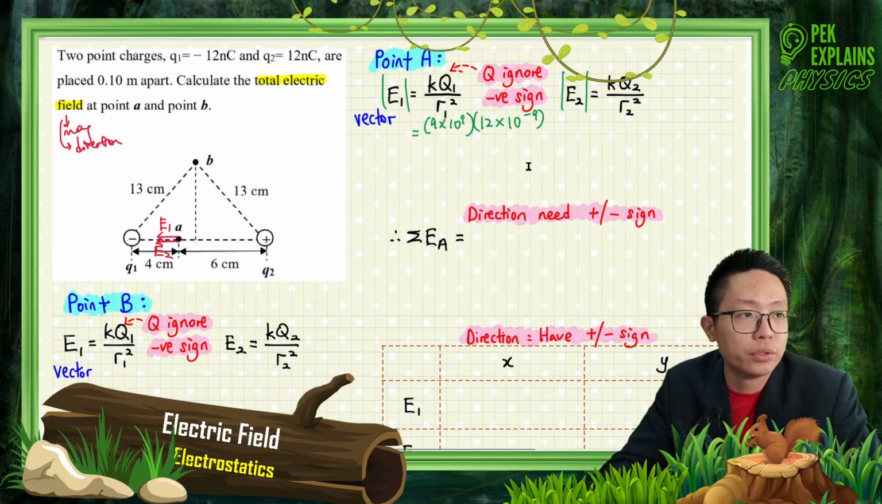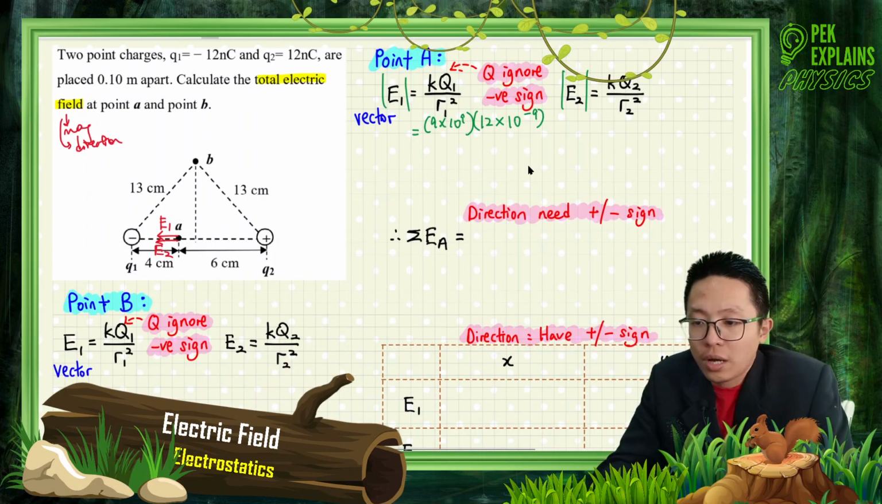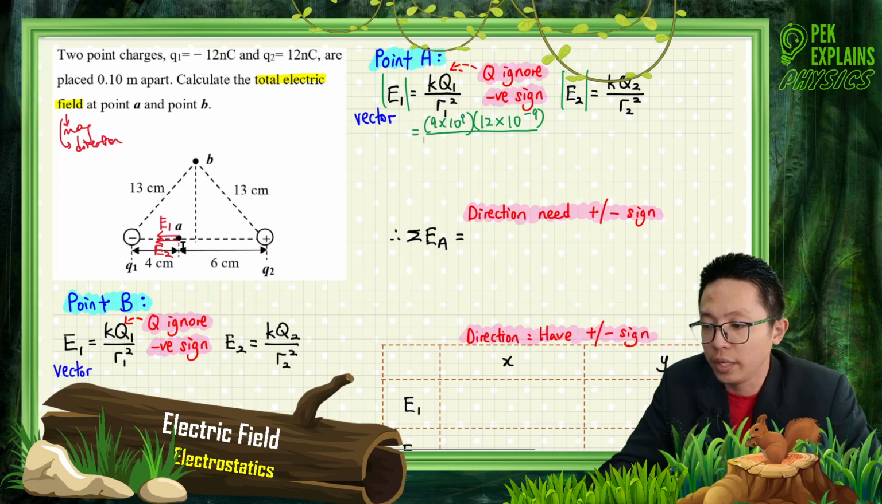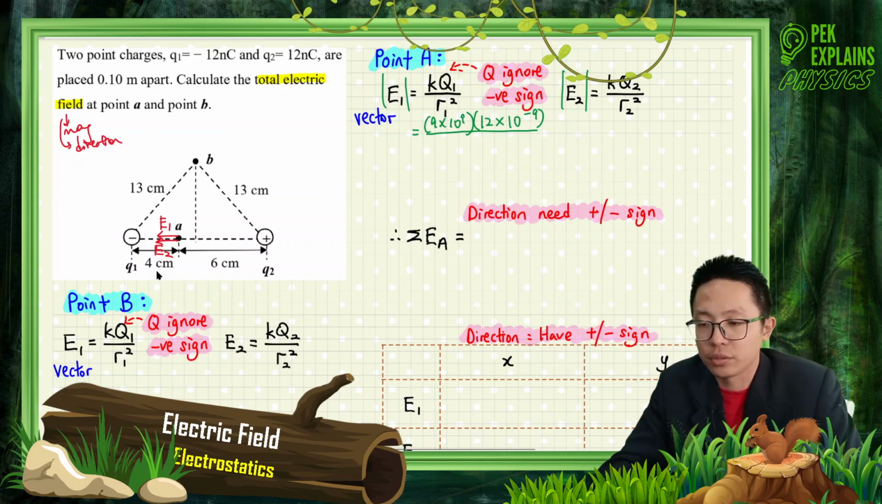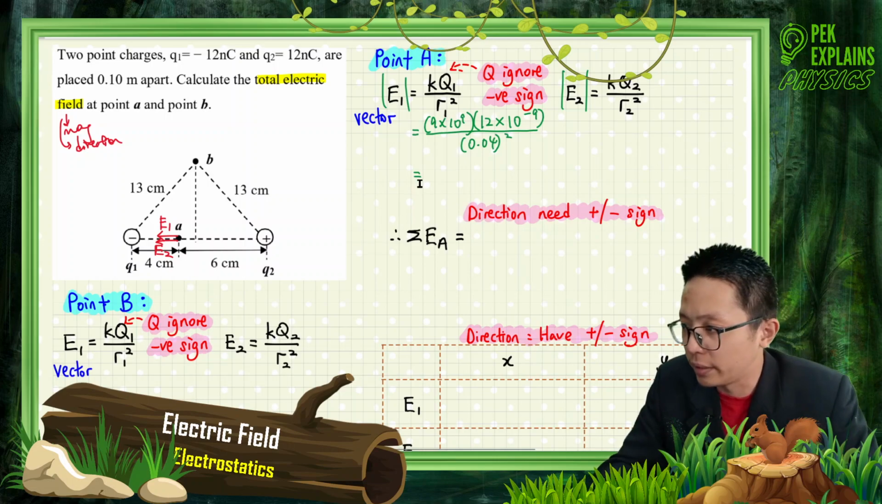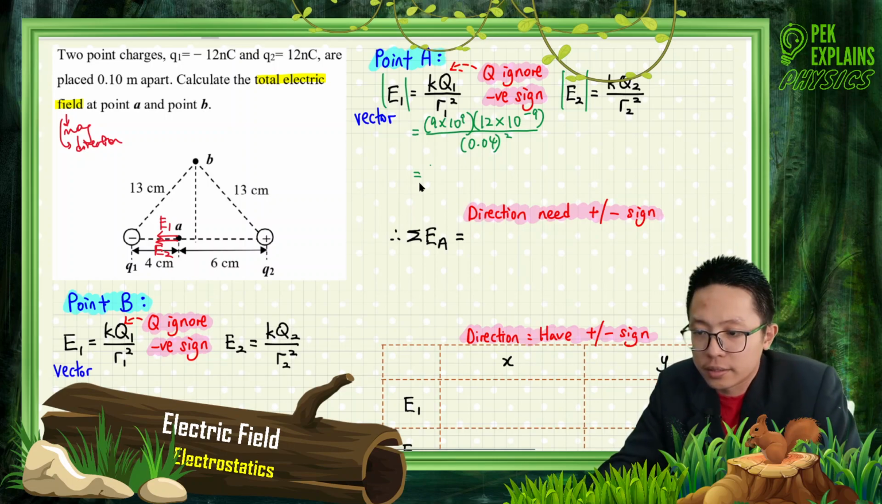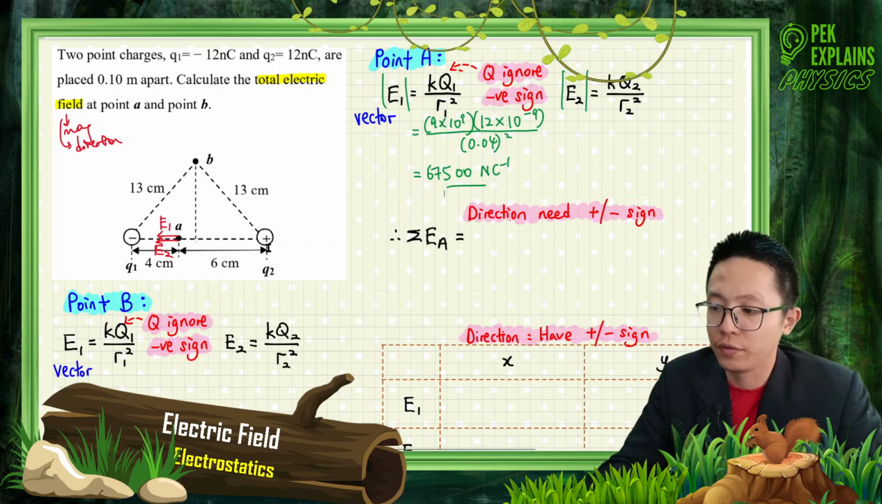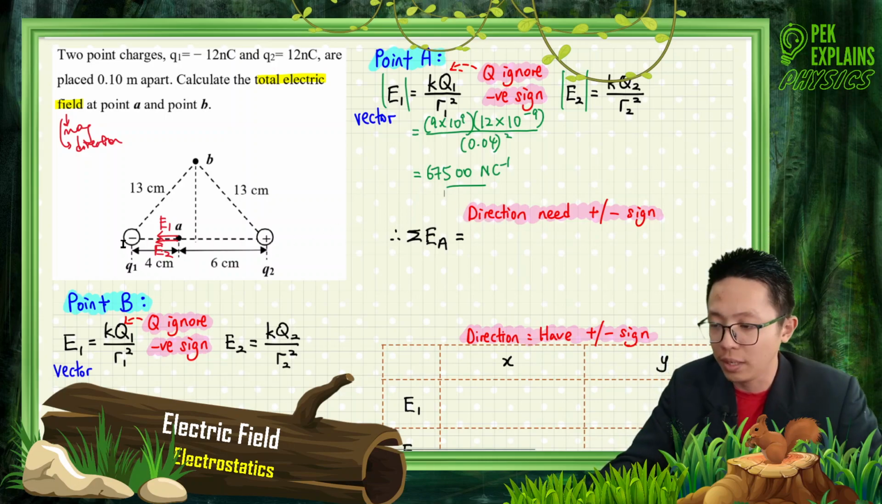Now let us continue. So how far is it? What's the distance of Q1 to A? 4 cm only. So write 0.04 squared, because we change to meter. So what's the answer? I will get 67500 Newton per coulomb. That's the electric field due to Q1.